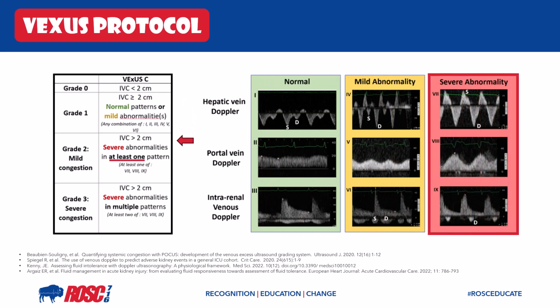A VExUS grade 2 finding would be consistent with active mild congestion. This would be defined as an IVC greater than 2 centimeters and severe abnormalities in at least one venous Doppler of either the hepatic, portal, or intrarenal veins. And then lastly, a patient with severe congestion or a VExUS grade 3 finding would have a dilated IVC and severe abnormalities in multiple venous Dopplers of the hepatic, portal, and/or intrarenal veins. A patient with a grade 3 VExUS profile incurs a hazard ratio of 2.82 for acute kidney injury. That's nearly 3 times the risk of AKI.